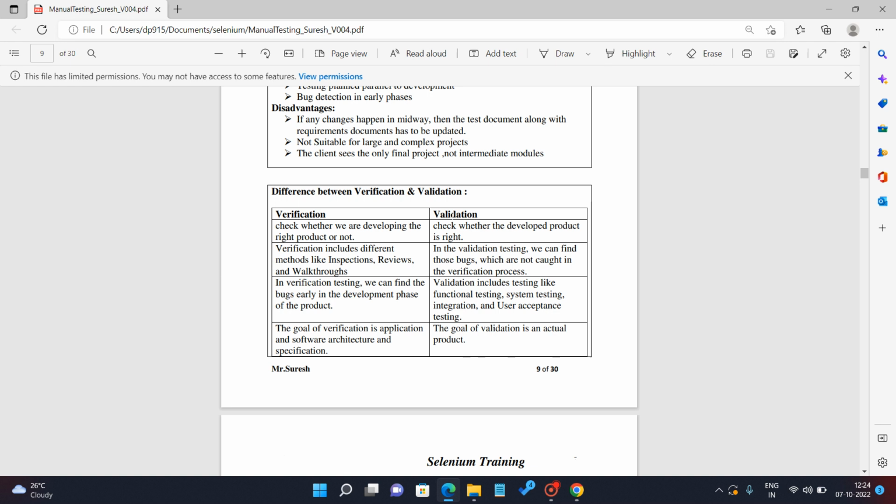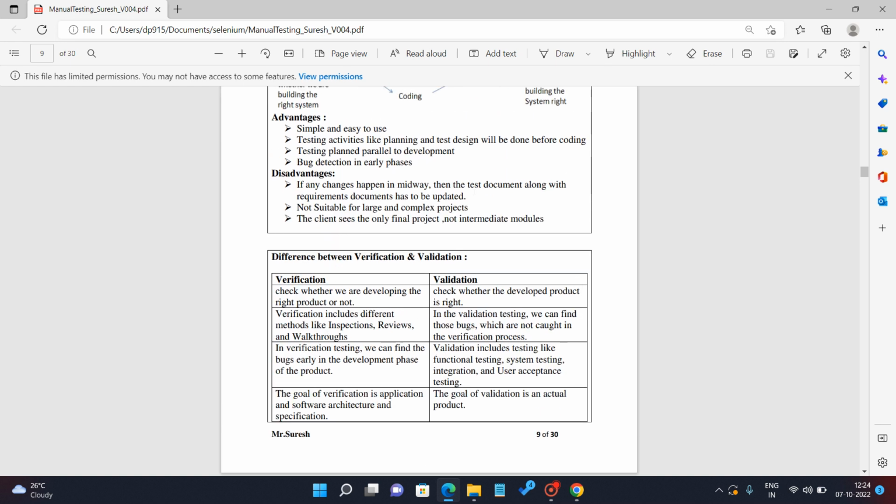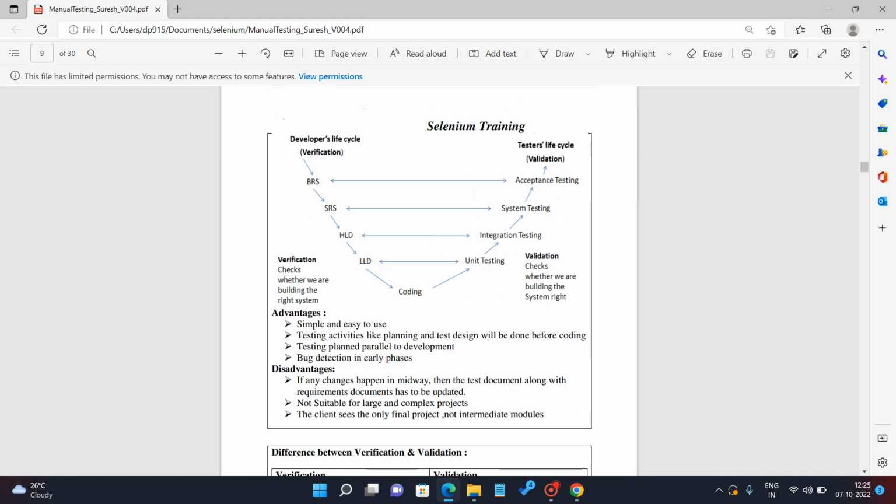Software testing I will talk about in the first video. Testing is mainly pre-client requirement, and the goal of validation is the actual product. These are the differences, and now we will discuss the advantages and disadvantages.